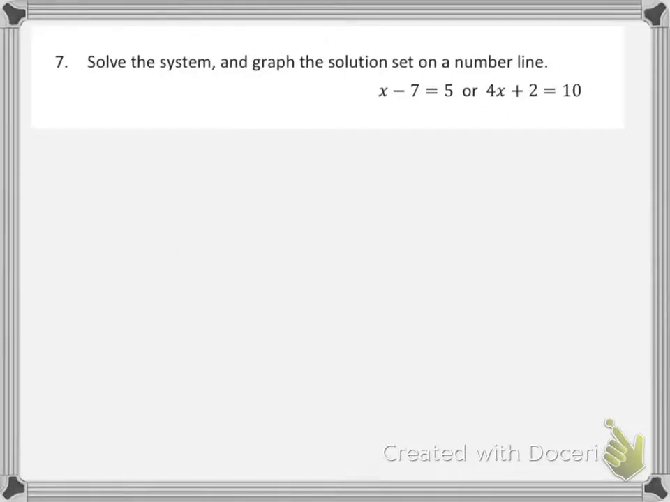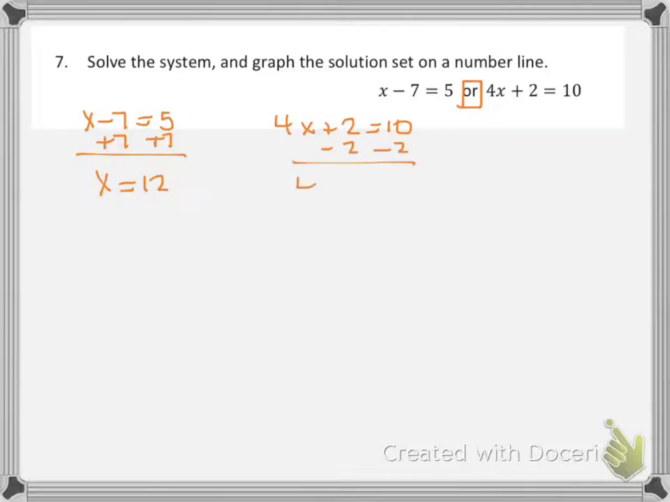All right, number 7, solve the system and graph the solution set on a number line. Well, it's or, so either one of these can be true and make the system true. So we just treat these separately. I'm going to solve x minus 7 equals 5 by adding 7 to both sides. X equals 12, that's one solution. And then I'm going to solve 4x plus 2 equals 10. Subtract 2. 4x equals 8. Divide by 4. X equals 2.